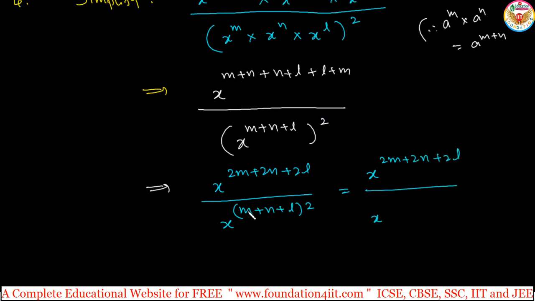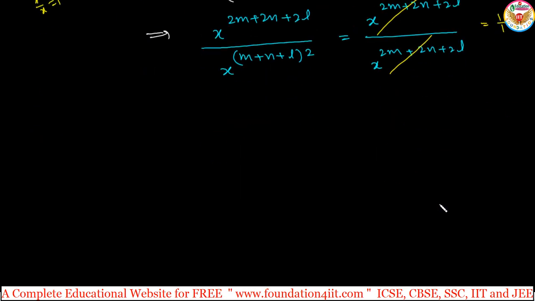Same, x to the power m plus n plus l into 2 is 2m plus 2n plus 2l. If you notice, both are same, cancel, that is equals to 1 by 1, which is equals to 1. Okay, just cancel this. Same like a by a is equals to 1 or x by x is equals to 1, right? Numerator and denominator are same, that is equals to 1. Right, and let us see one more.